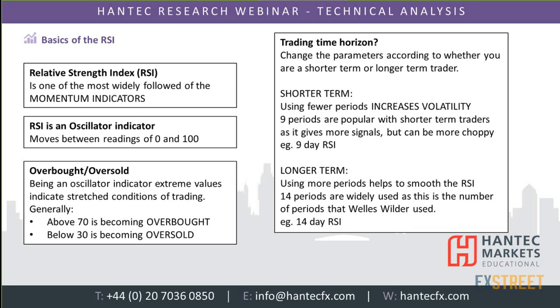You can change your time horizons on the RSI. The classic use of the RSI was using 14 trading days or trading periods. You can shorten that period or lengthen it. Shortening it to, say, 9 periods or 9 days would increase the volatility, but you get swings and roundabouts with that. You get more trading signals, which is good if you're a shorter term trader, but you equally get more choppy moves and more false signals. So it's sort of six of one, half a dozen of the other. You need to make sure that you've done your research and looked into how best to use the RSI.